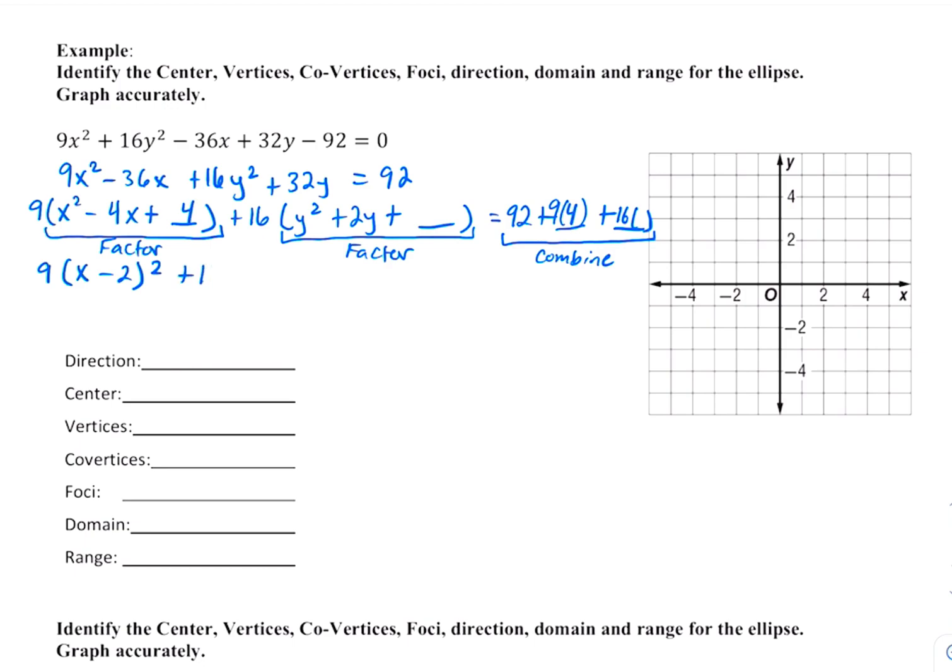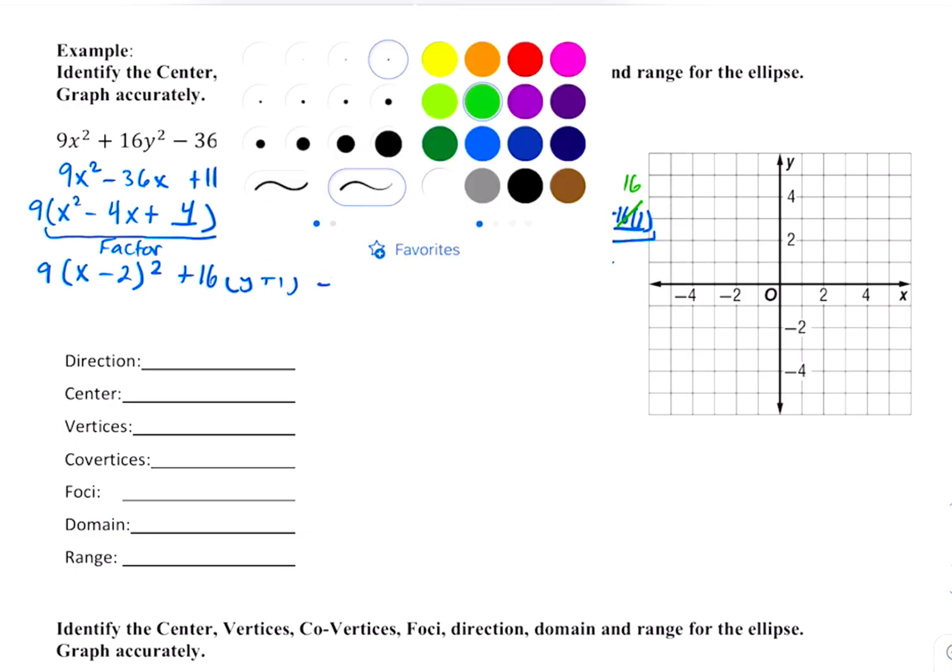And then I go to my y's and do the same thing. So that 16 just gets carried down. 2 divided by 2 is 1. And then 1 squared is 1. So now I'm simplifying on the right side. So 9 times 4 is 36, and 16 times 1 is 16. And then I'm adding 92 plus 36 plus 16 to get 144.